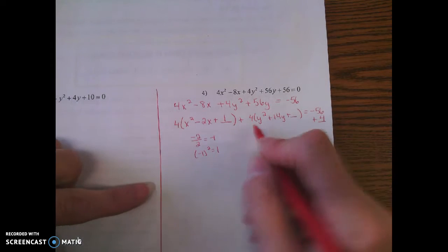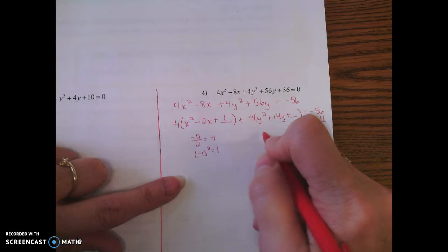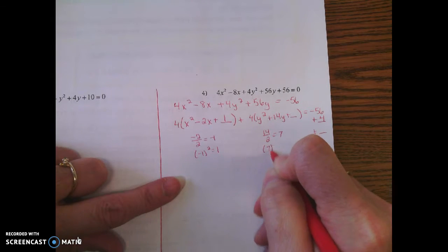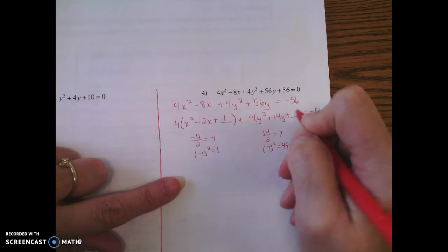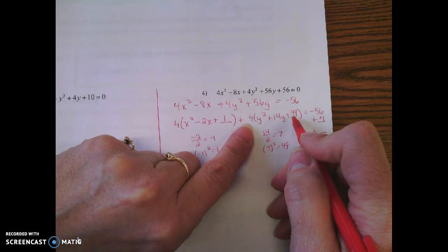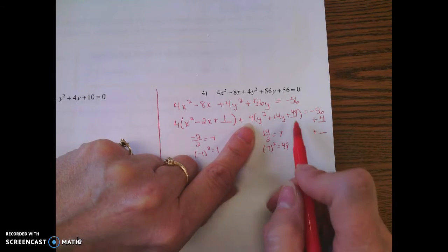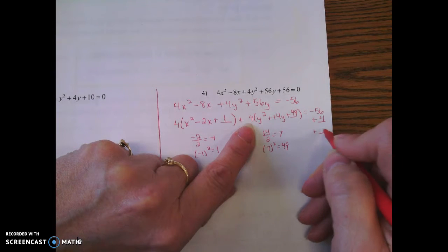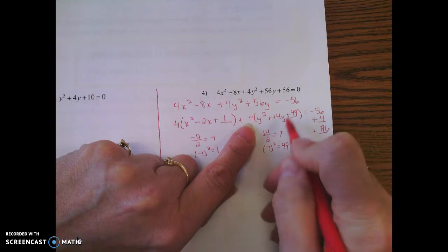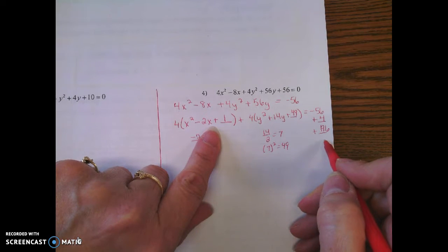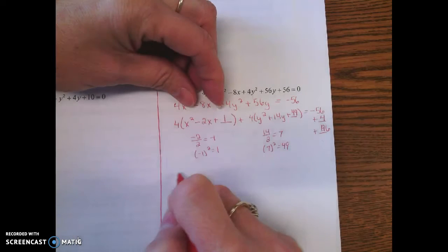Over here, I'm going to take half of the 14, and then I'm going to square that number. So this becomes 49. But again, I factored out a 4, so this technically isn't 49. It's 4 times 49, which is 196. So if I added 196 to the left side of the equal sign, you have to add it to the right. Okay, I'm going to bring down my 4.